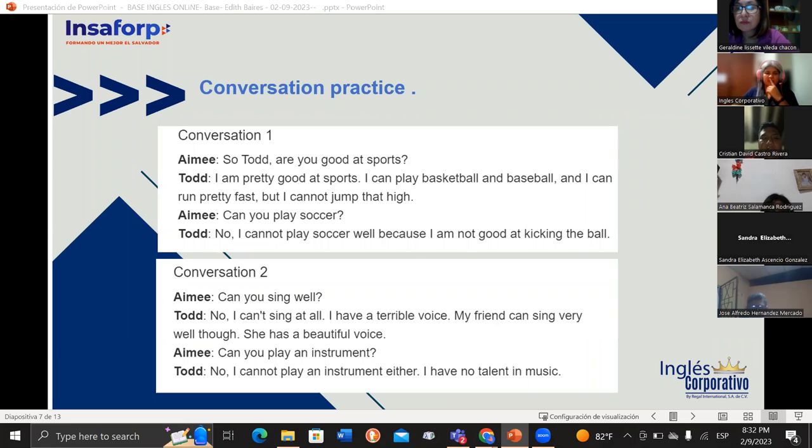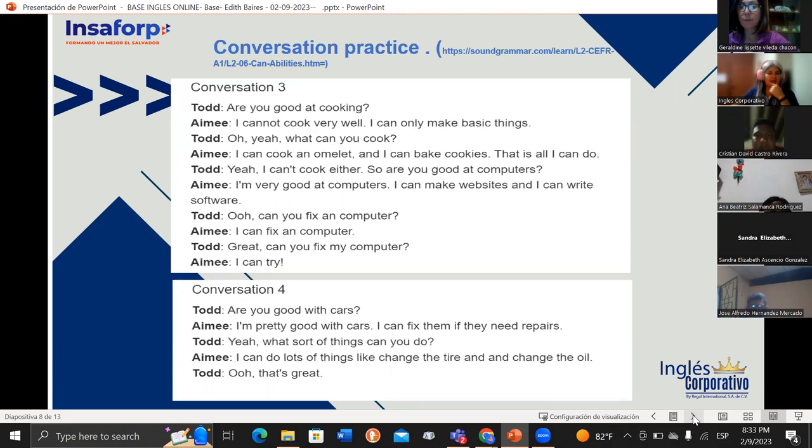Though she has a beautiful voice. Can you play an instrument? No, I cannot play an instrument either. Either. I have, ¿cómo dice eso? Either. Yeah. I have no talent in music. Continue number three. Are you good at cooking? I cannot cook very well. I can only make basic things. Basics. Basic. Basic. Oh, yeah. What can you cook?